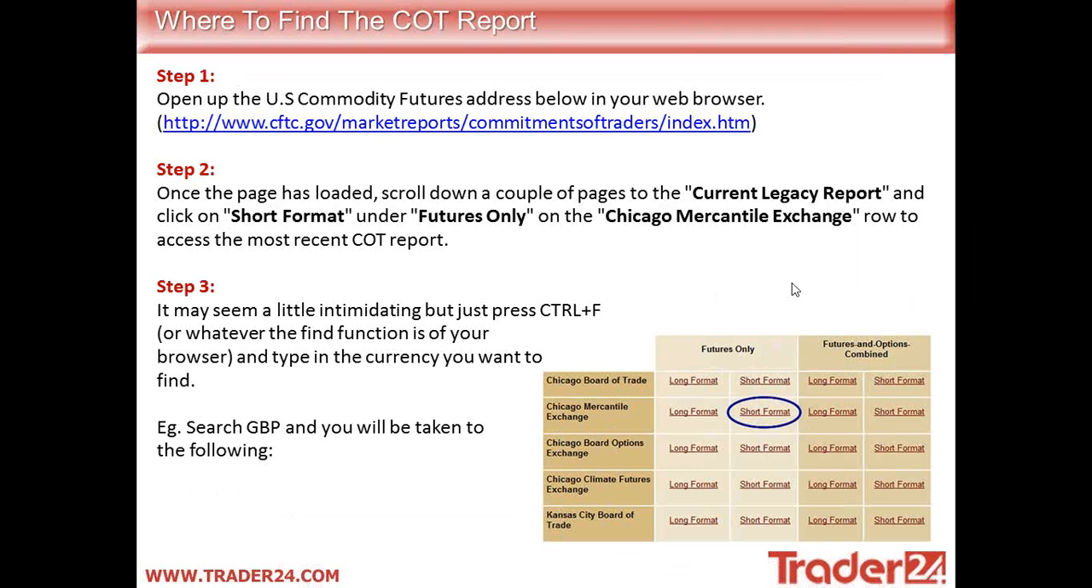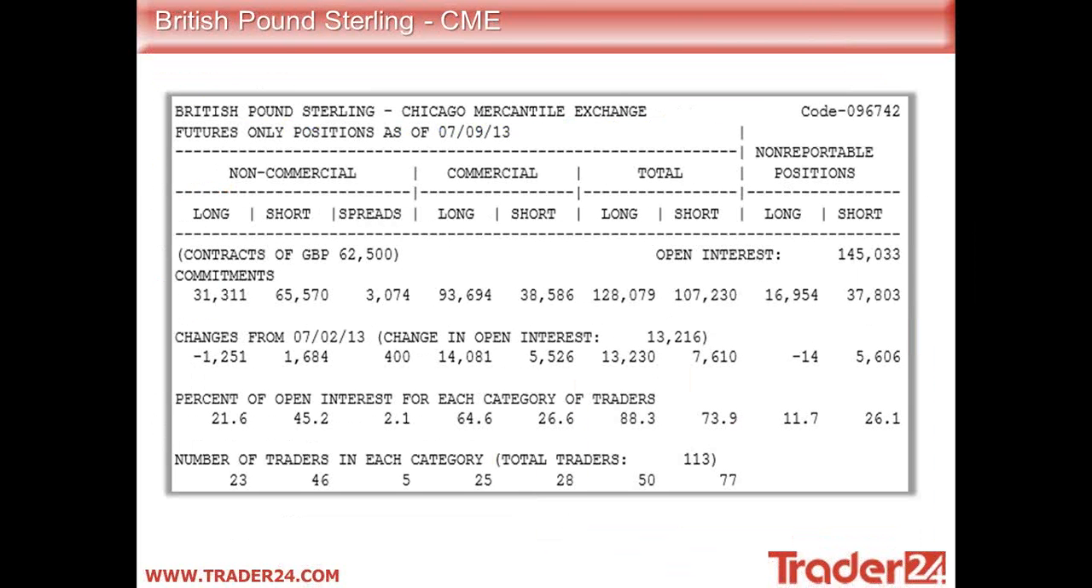All right, so as I say here, it may seem a little intimidating, but just press Control F, or whatever you use to find your function in your browser, and type in the currency you want to find. So, for example, if I want to look for the pound British sterling, you'll be taken to something that looks like the following. All right, so this is basically the short format report that you will get, for the British pound sterling. What I'm going to do is explain to you how we derive all these numbers and who the big players are here, and hopefully after going through that it'll make a bit more sense to you, because it can be a little bit daunting the first time you look at it.